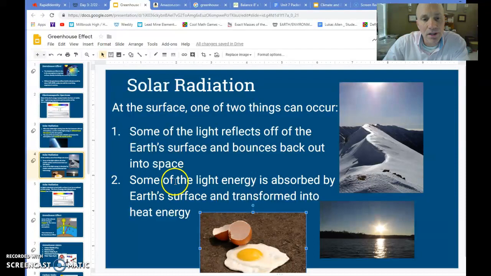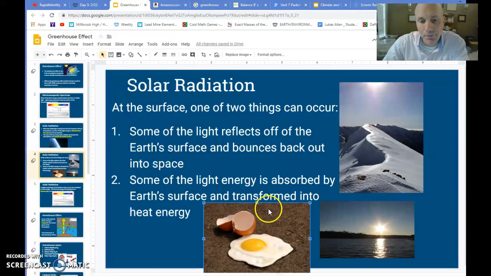The other thing that can happen is that some of that light energy, instead of being reflected, could be absorbed by the Earth's surface. And when that happens, it gets transformed into heat energy. A classic example of that is shown in this picture, some really dark colored pavement. If you've ever stepped barefoot on dark asphalt in the summer, you'll notice it gets pretty hot. When sunlight hits this dark colored material, it gets really warm, and this picture shows it gets warm enough that if you put an egg on top of it, it would fry the egg.